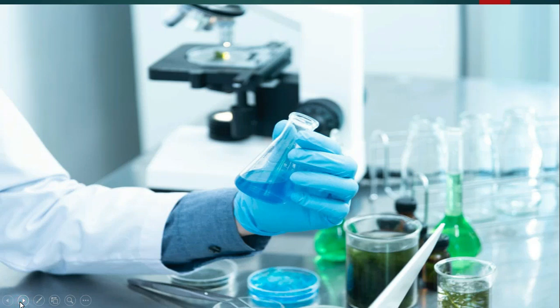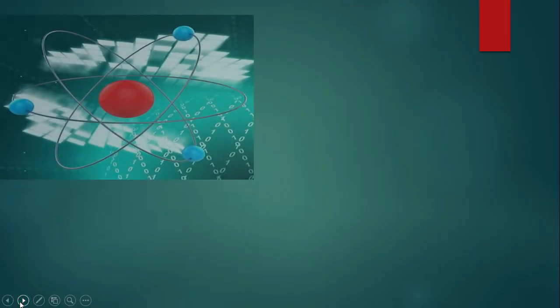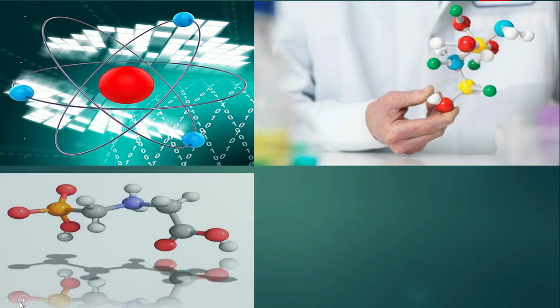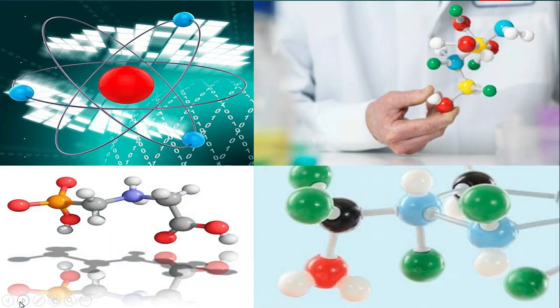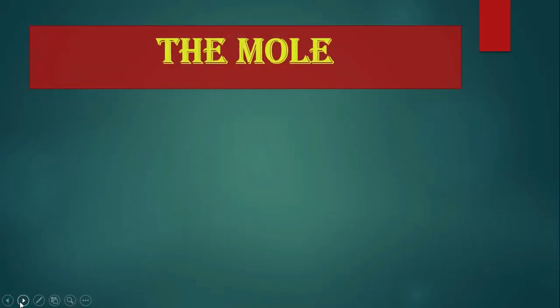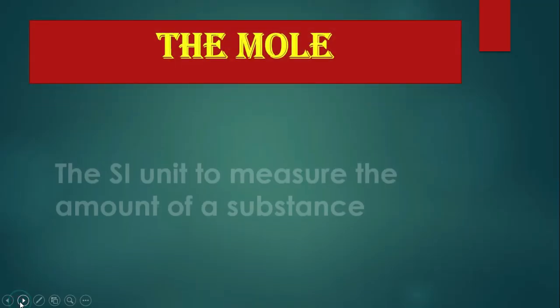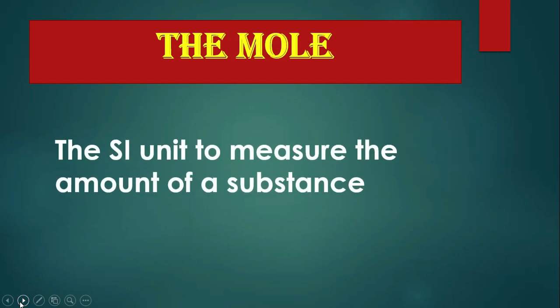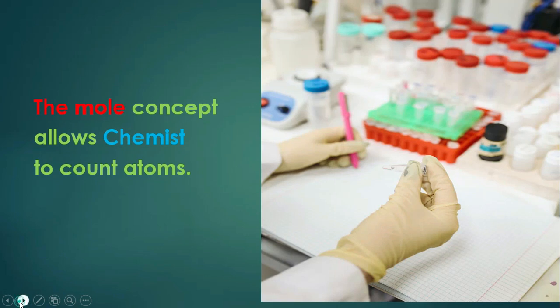But students, when we talk about chemists, as you know, chemists work with chemicals and many small entities like atoms, ions, molecules, electrons, and many other small entities. Dealing with these small entities, what term do scientists use to measure the amount of these tiny particles? The mole. Scientists use the term mole. It is an SI unit and it is used for measuring the amount of a substance. The mole concept allows chemists to count atoms.